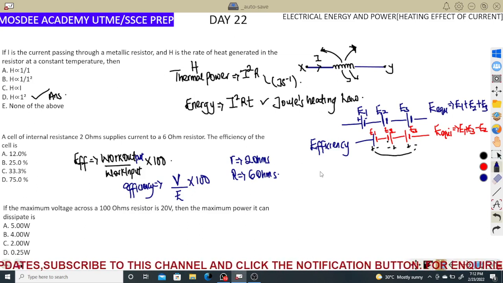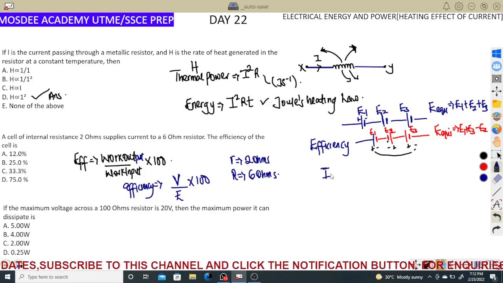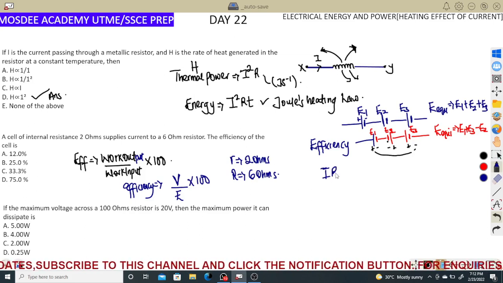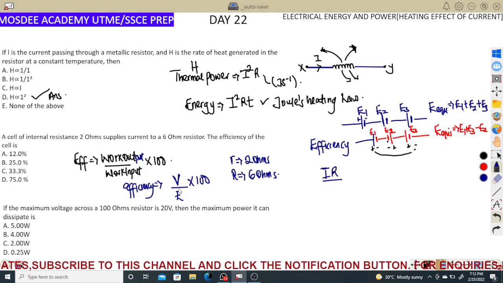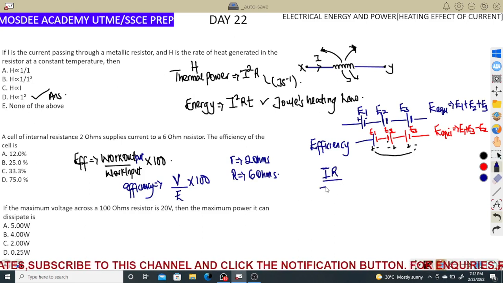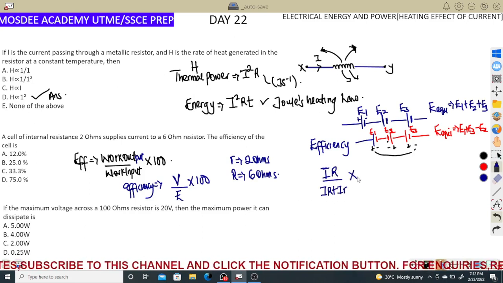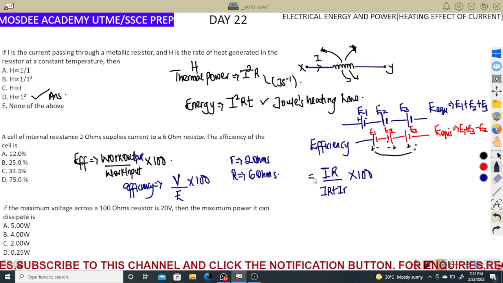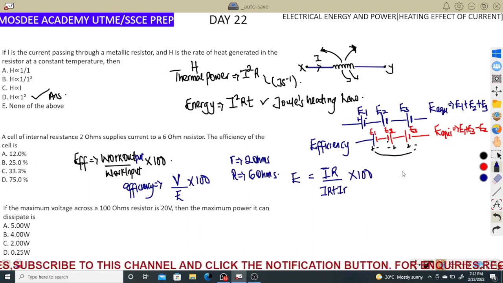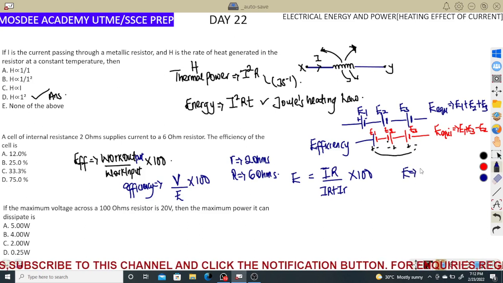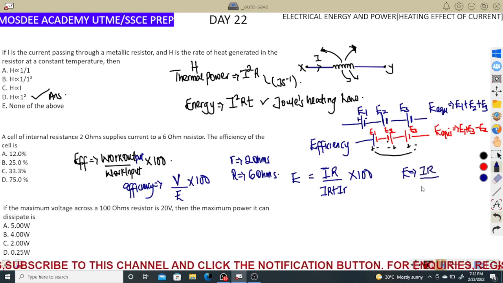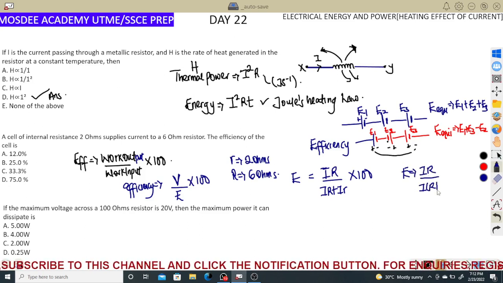So V is equal to IR. We already talked about that. And E is equal to IR plus Ir. We talked about that on the electric cell, times 100. So derivation is not important. Application is very important. So E will now be equal to, let's factorize, I is common, (R plus r).